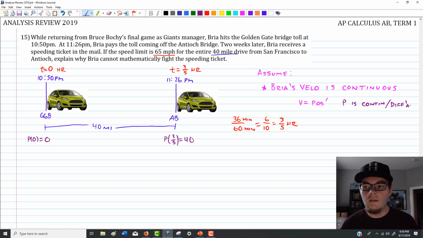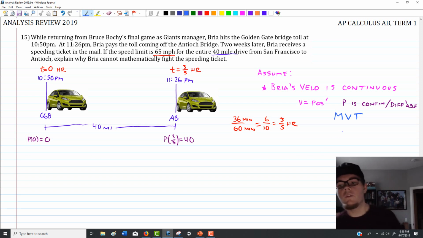Again, assuming that there's not some sort of Harry Potter style Hogwarts upgrade of her green Ford Fiesta. So with all this said, if we're talking about continuity and differentiability, what I'm hoping starts to scream to you is the mean value theorem. This is actually a mean value theorem sort of question, or at least we're going to need to invoke the mean value theorem to draw some conclusions.